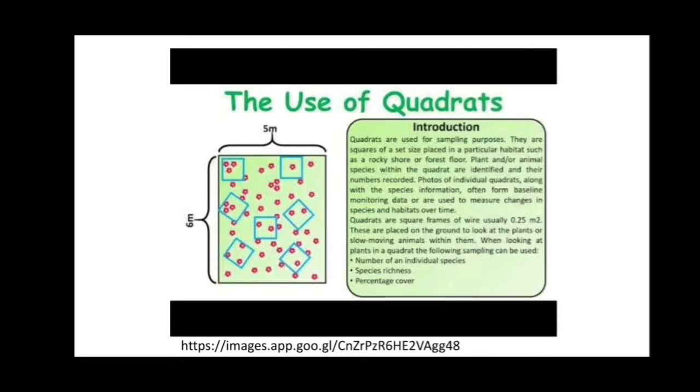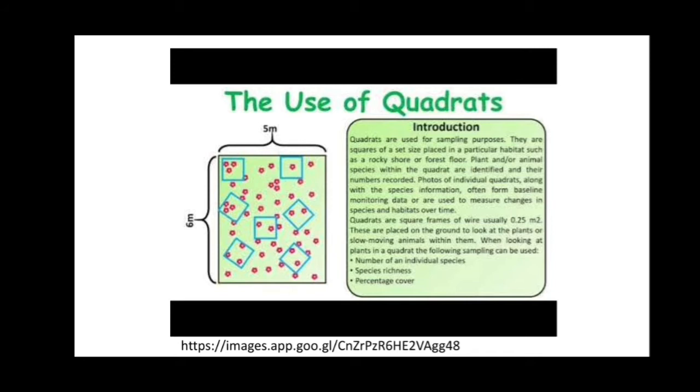Now, the use of quadrats. Quadrats are used for sampling purposes. They are squares of a set size placed in a particular habitat such as a rocky shore or a forest floor. The plants or animals within a quadrat are identified and their numbers recorded.